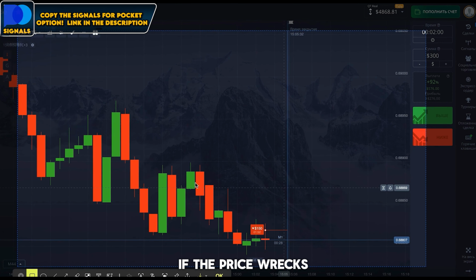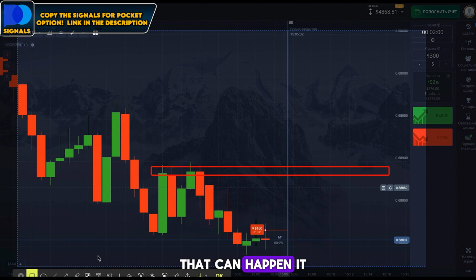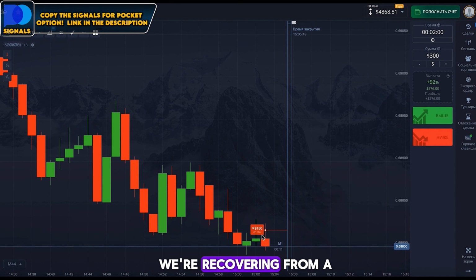If the price corrects to this level, that can happen. It can reach here. And from here, I'll take an additional entry into the market for $300. So in this way, we're recovering from a losing trade.